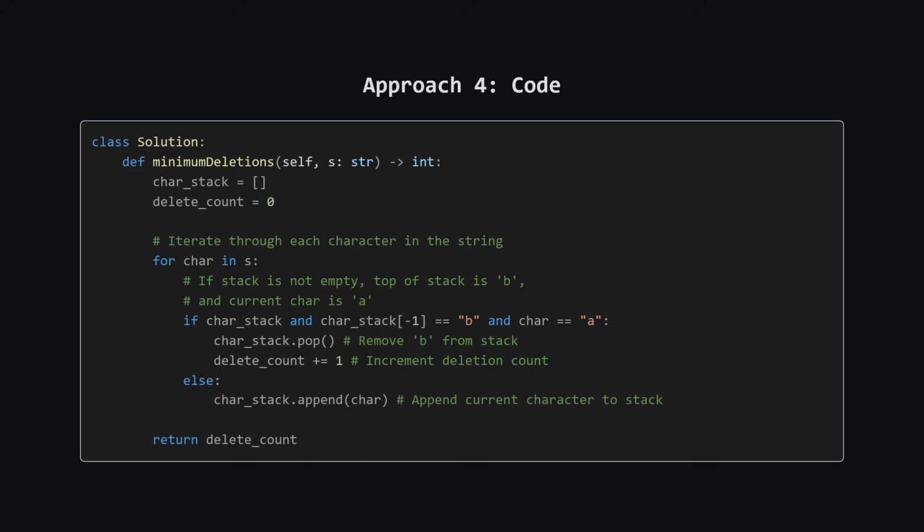It's very clean. We initialize a list to act as our stack and a counter for deletions. We iterate through the string, and the if condition checks exactly for that bar collision. If we find it, we pop and increment the count. Otherwise, we push the character onto the stack to check against future characters.